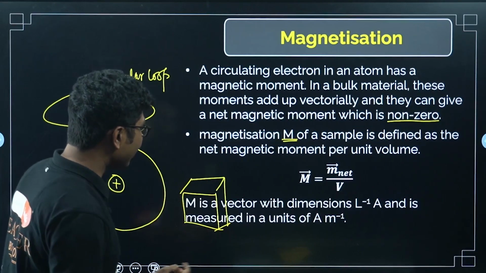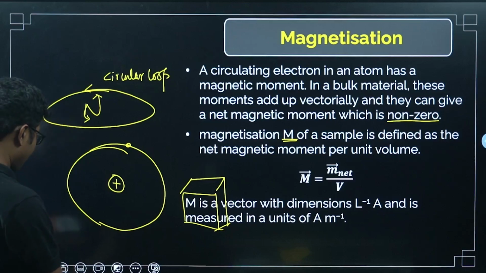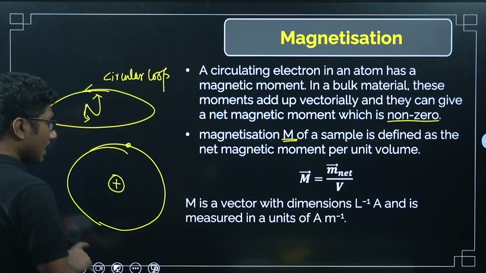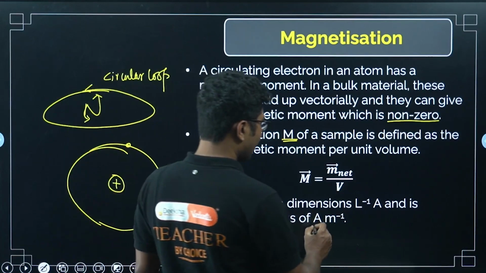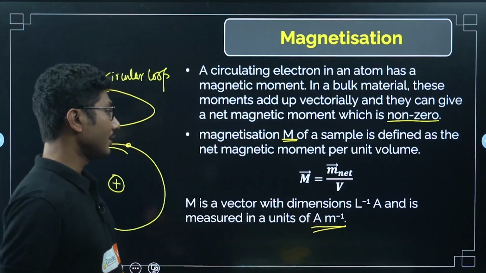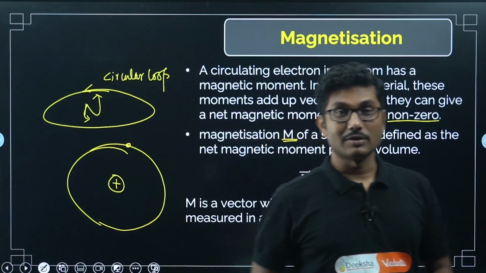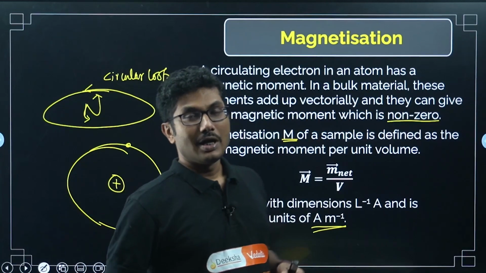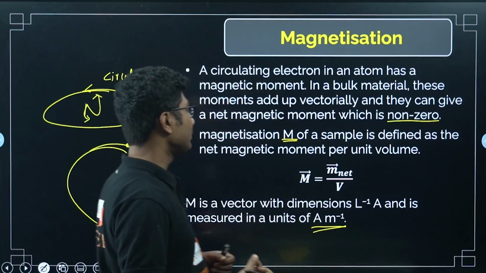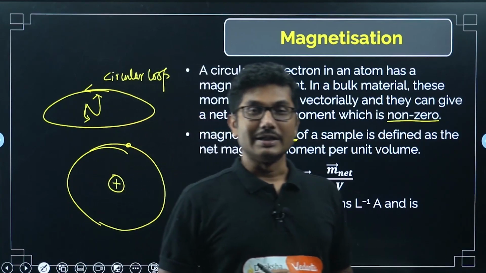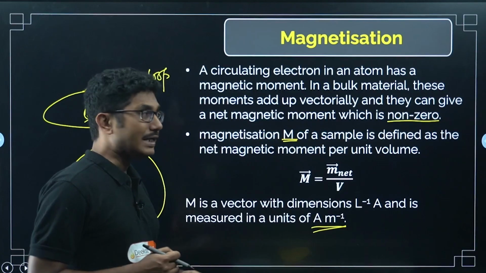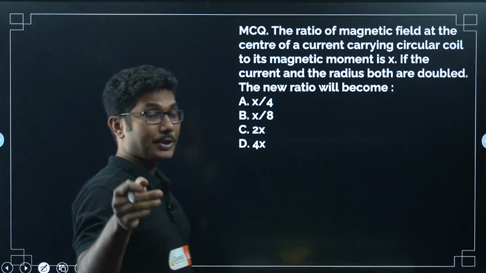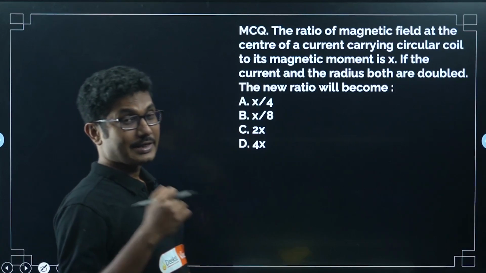M is a vector with dimensions L inverse ampere, that is length inverse current, and its unit is ampere per meter. It is a very interesting unit. Do look for units, because they might ask you, since this is an uncommon quantity, what is the unit of magnetization. So be careful: magnetization, capital M, has unit ampere per meter. Don't get confused with current density. Current density is ampere per meter square, magnetization is ampere per meter.